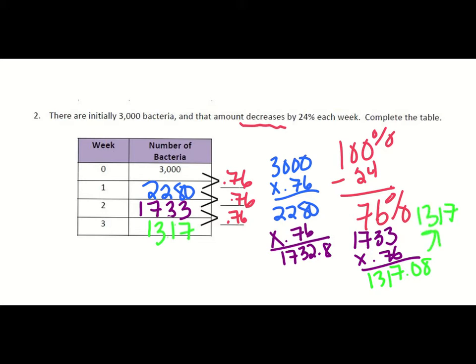And then the purple one, we rounded that one to 1733. If it's bacteria, you can't have a partial bacteria, so I'd round that to whole numbers.